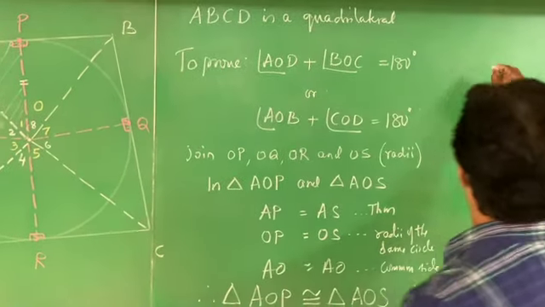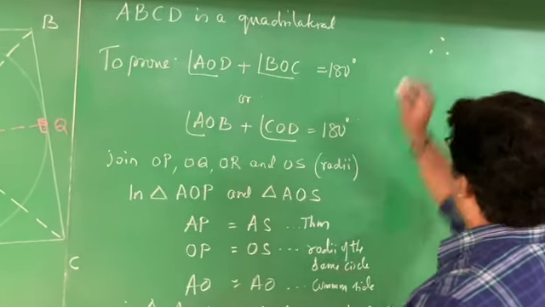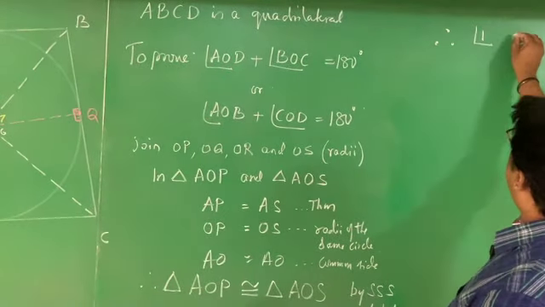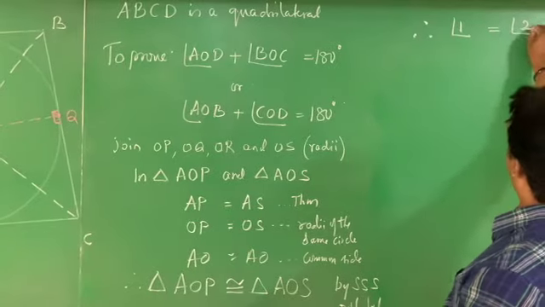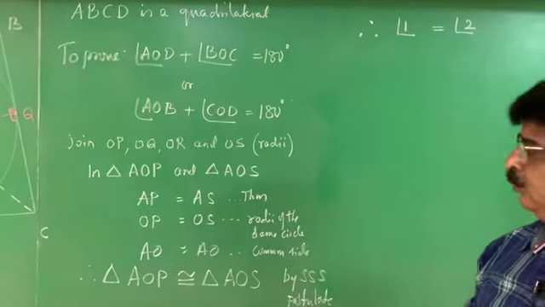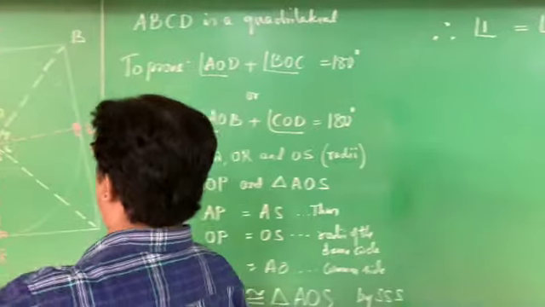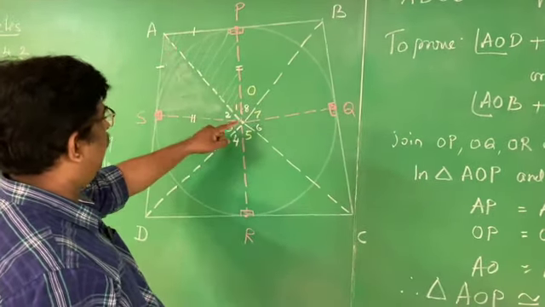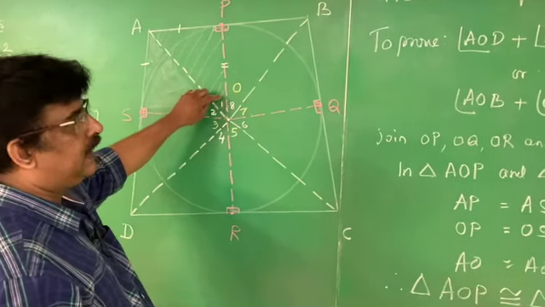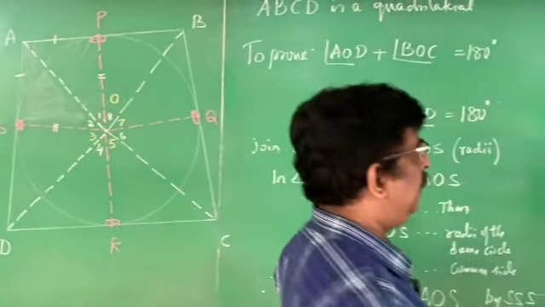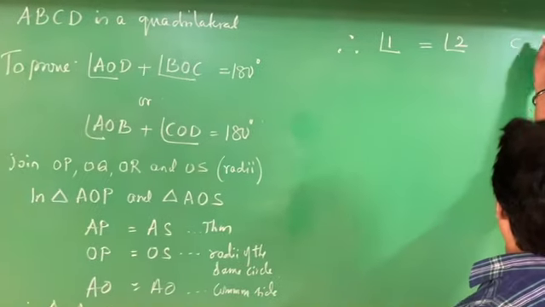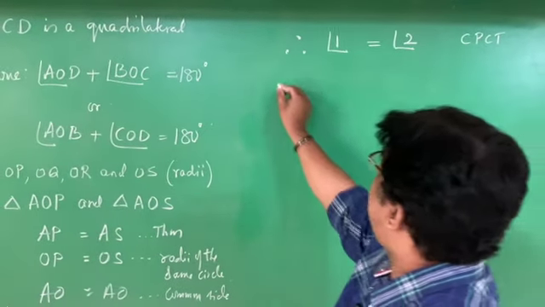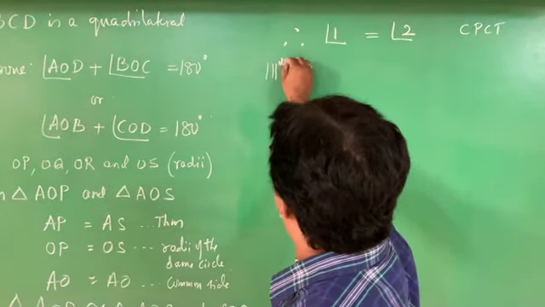Therefore, now I name the angles. Angle 1 is equal to angle 2. Angle 1 and 2, you have to see the diagram. In triangle AOP, we get 1. In triangle AOS, we get 2. These two angles are equal by CPCT, corresponding parts of congruent triangles.